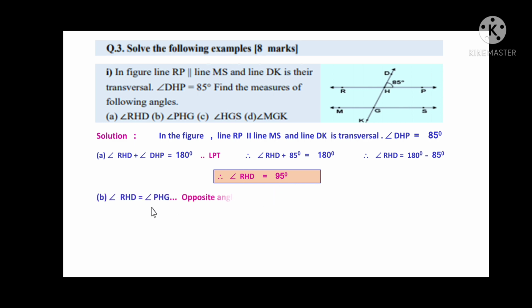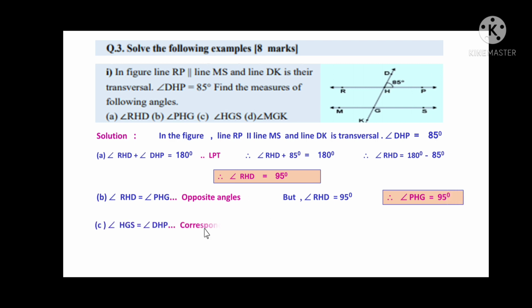Second, we'll see angle RHD. We have to find out the angle PHG. So, angle RHD and angle PHG, these two are forming the opposite angles, and we know that opposite angles are congruent. Since angle RHD is 95 that we have calculated, therefore we can write angle PHG will be 95.